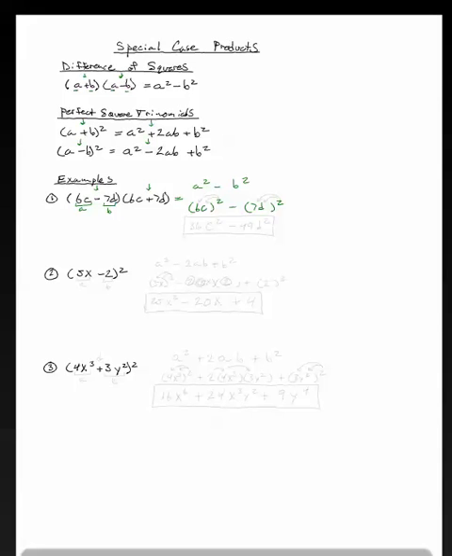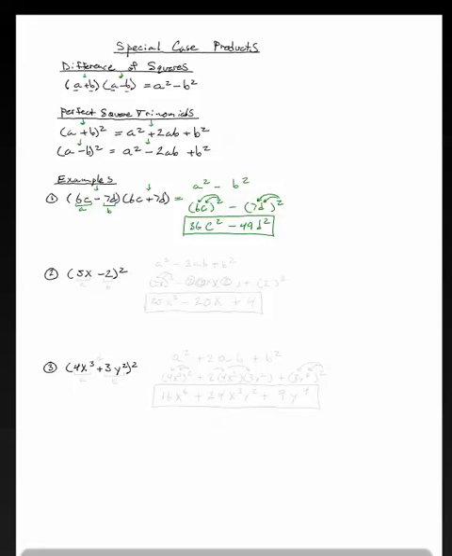We also need to remember to apply the power to both factors inside the parentheses. So 6 squared is 36, c squared is c squared, minus 7 squared is 49, and d squared is just d squared. And that's our final answer.